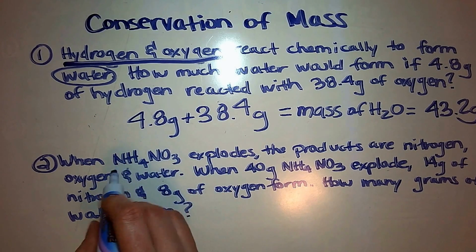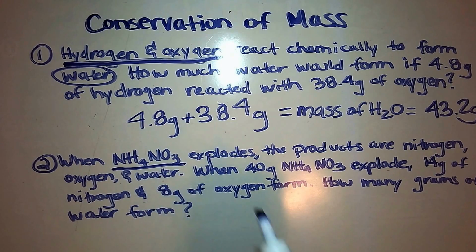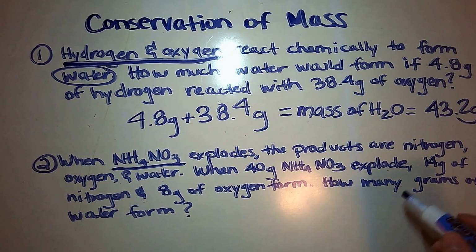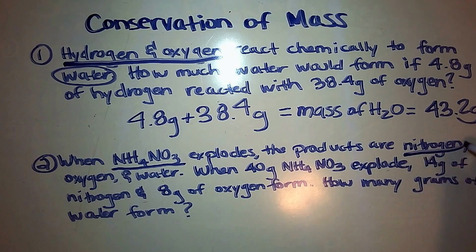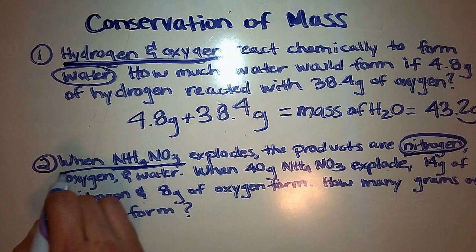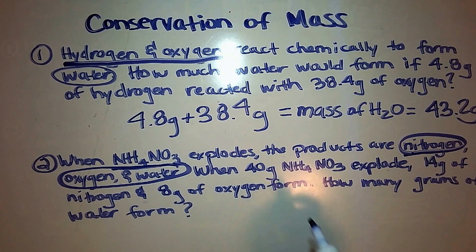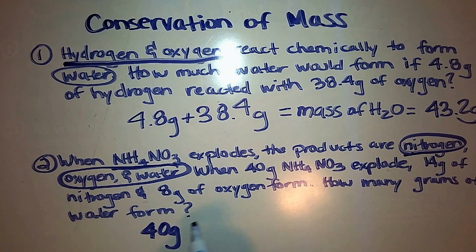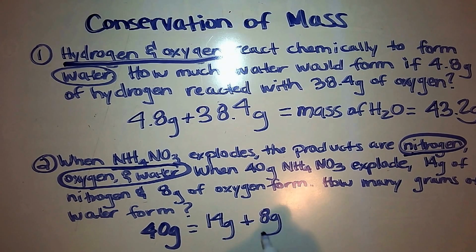Where our reactant in this problem was ammonium nitrate, and our products were nitrogen, oxygen, and water. So we started with 40 grams of our ammonium nitrate, and we know that because of the law of conservation of mass, it'll be equal to the mass of our products. And we had 14 grams of nitrogen and 8 grams of oxygen, and we were asked, well, how many grams of water do we have then?